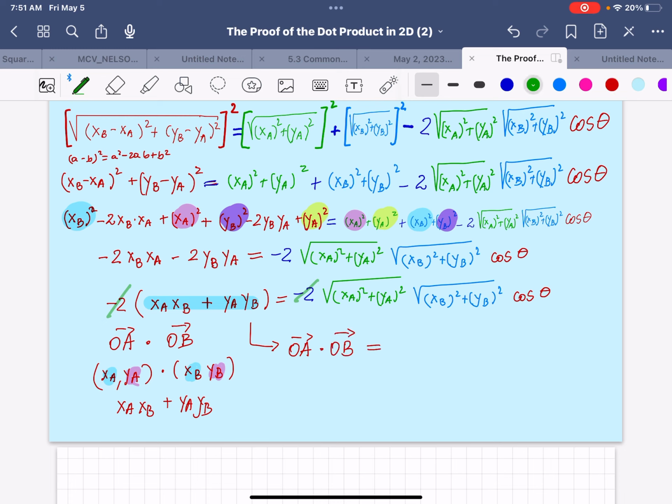Now, on the right side, we have the square root of xa squared plus ya squared. That would be the magnitude of vector A. Then we have root of xb squared plus yb squared. That's the magnitude of vector B. And then cosine theta. So voila. This is the dot product, which states that two algebraic vectors multiplied will be the product or represent the product of magnitude of A, magnitude of B, cosine theta. And this is a proof for it.